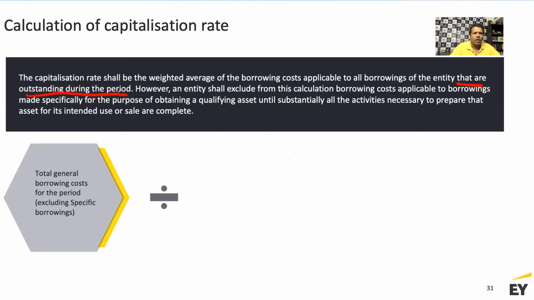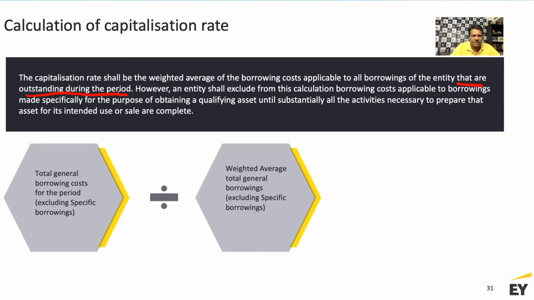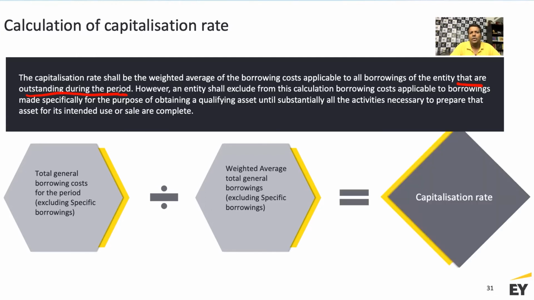So total general borrowing cost for the period, excluding the specific borrowing, is weighted average. How do you determine this capitalization rate? It is the weighted average of total general borrowing. That's the formula: total interest cost is what you have in this period, excluding the interest which you're going to pay for your specific borrowing, and then you divide this by the total outstanding weighted average of total general borrowing, excluding the specific borrowing. That will give you your capitalization rate.